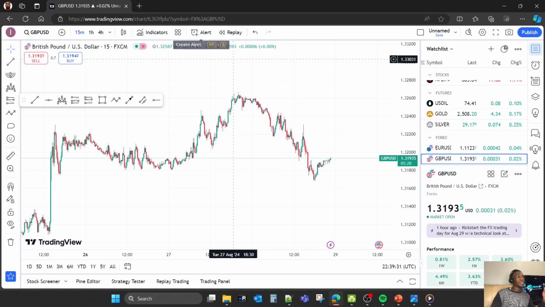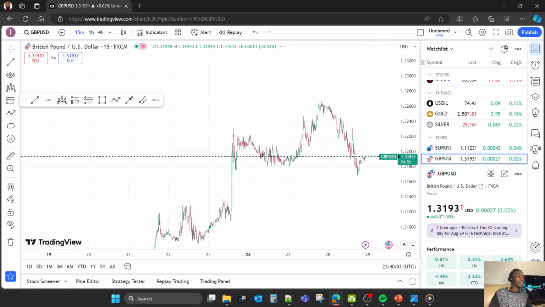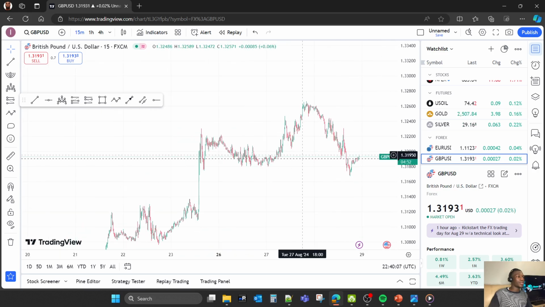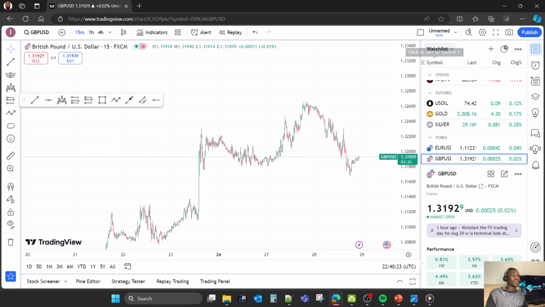Then alert. Let's say there's a point where you want to do your entries or your exits or anything like that. You just enter your alert details here, which is any number. Let's say 1.2600, something like this. So anytime price comes here, or when price breaks down here, I'm going to get a notification if the price crosses or anything like that. So that's how the alert works. At the same time, if you look at your left, there's this camera right here.